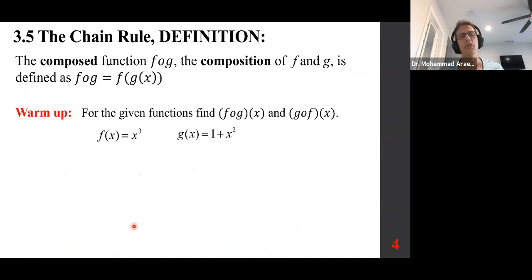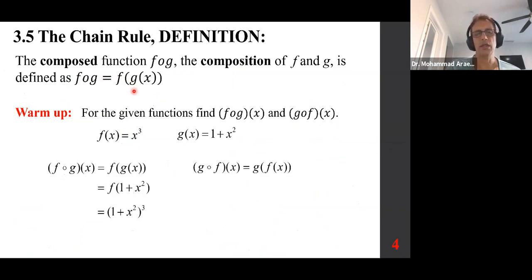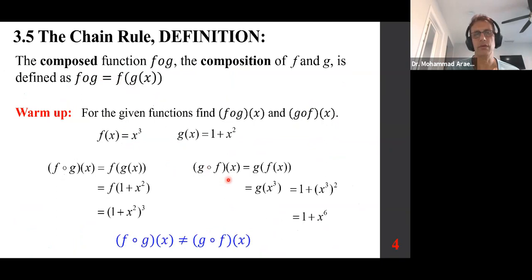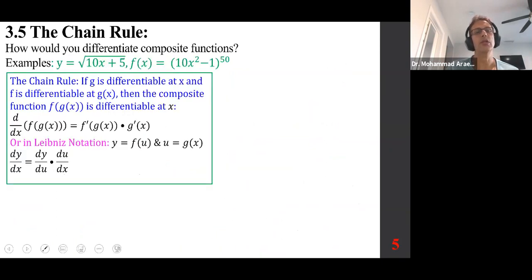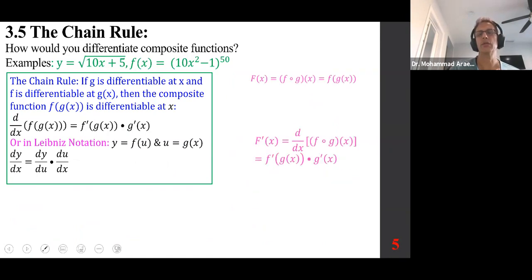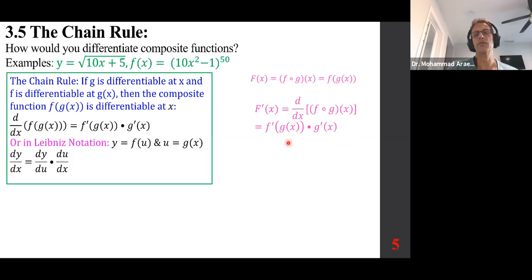To understand the chain rule, we need to know what's a composite function. f of g of x can be easily calculated, and that's different than g of f of x. The reason we need the chain rule is so we can handle composite functions. Simply put, the derivative of f of g of x is f prime of g of x times g prime of x. This is the shell function, this is the inner function, or we can use the Leibniz notation: dy/dx is dy/du times du/dx.